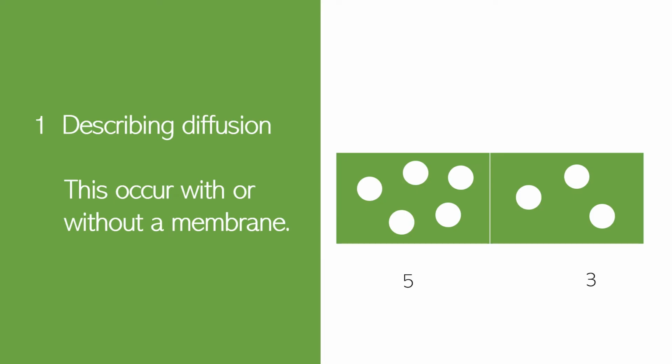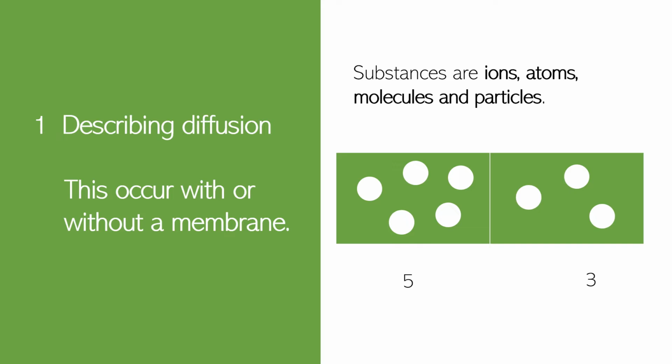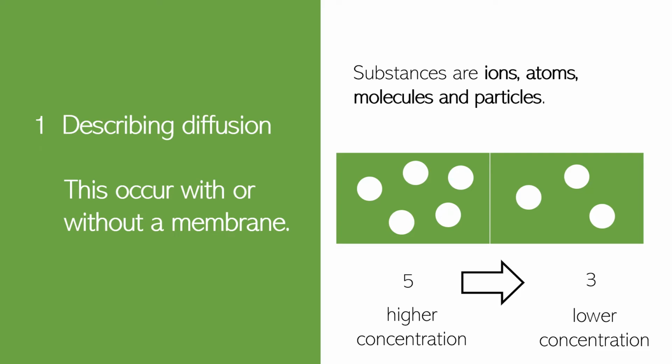Diffusion is the movement of substances. These substances are ions, atoms, molecules, and particles. Inside the box, you can see circles. These represent the substances. On the left, there are 5 substances, meaning this area has higher concentration. On the right, there are 3 circles, and these are 3 substances. This area has lower concentration, so substances move to the right.